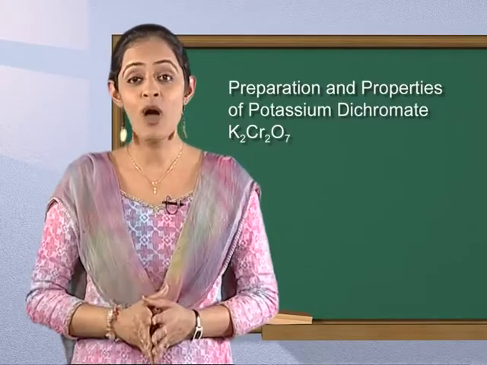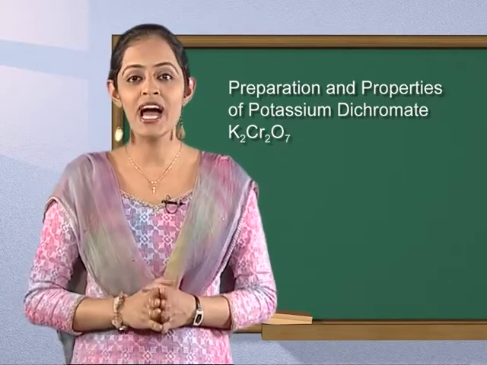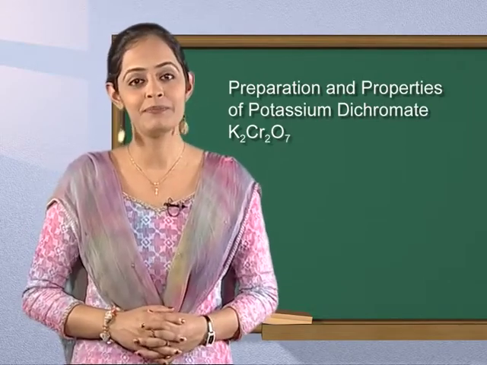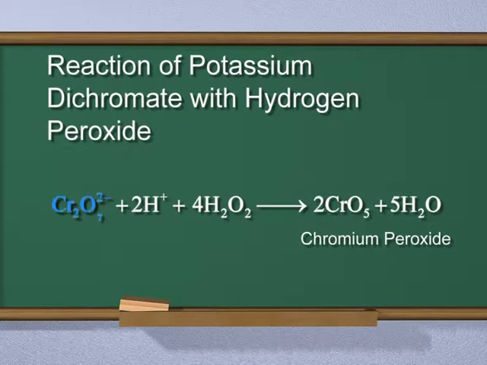Children, now let us see what happens when potassium dichromate reacts with hydrogen peroxide. Acidified potassium dichromate reacts with hydrogen peroxide to form chromium peroxide. As a result, the color of the solution turns deep blue. The reaction of dichromate ion, hydrogen ion and hydrogen peroxide to form chromium peroxide and water is shown on the screen.